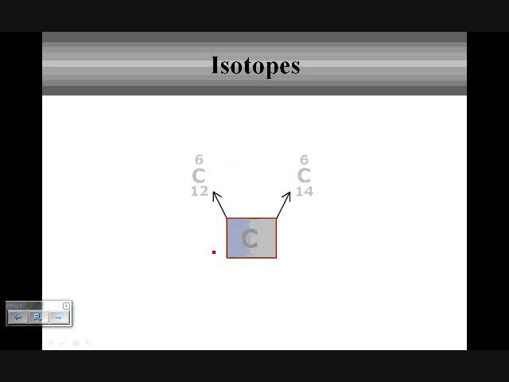We also have something called isotopes when we talk about atoms. And if we look here, this is kind of replicating what it is that we see when we look on our periodic table.